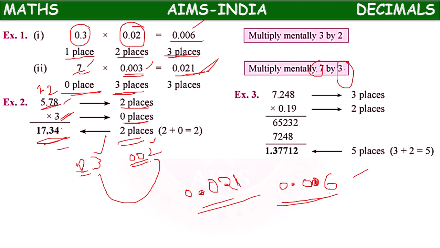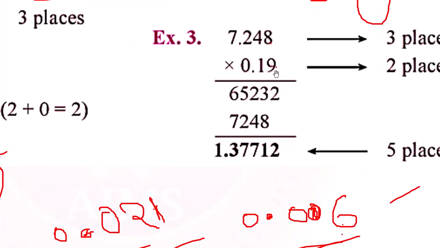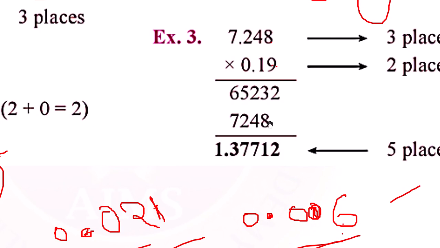So 7.248, 3 places, 0.19, 2 places. How to multiply with 19 without the decimal point? First, we will multiply with 9. 9 8 times, 72, 7 remaining. 9 4 times, 36 plus 7, 43, 4 remaining. 9 2 times, 18 plus 4, 22, 2 remaining. 9 7 times, 63 plus 2, 65. With 1, 1 8, 1 4, 1 2, 1 7. With 0, no need to multiply.